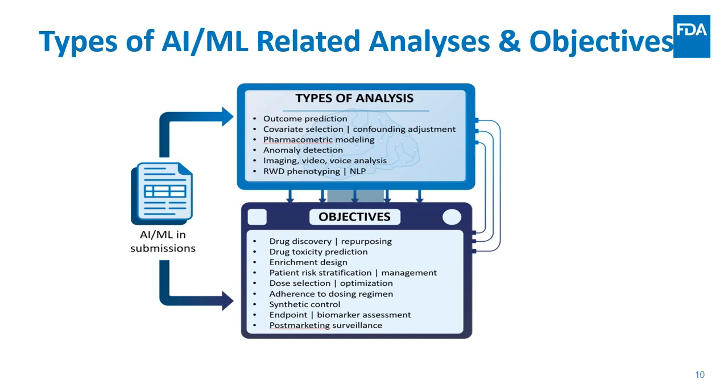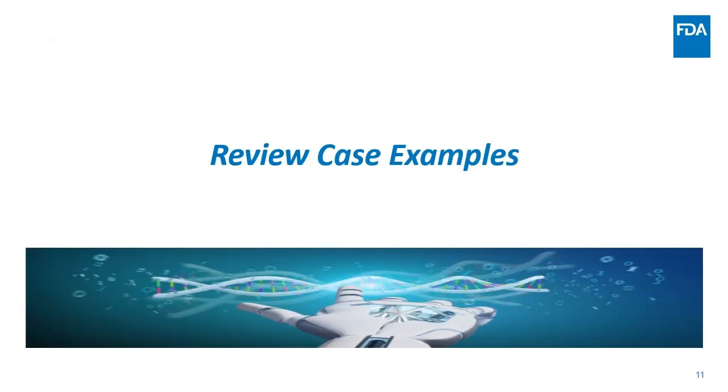In addition to use in drug discovery and preclinical stage, as we mentioned earlier, most AI and machine learning models are applied to support clinical drug development. For example, it is used to enrich patients, stratify patients with different risk factors, select or optimize dosing, or ensuring adherence to the assigned dosing regimens. Furthermore, there are attempts to use AI and machine learning models to select endpoints, identify biomarkers, or synthesize control groups. Now I'm going to move on with some case examples we have seen in the submission.